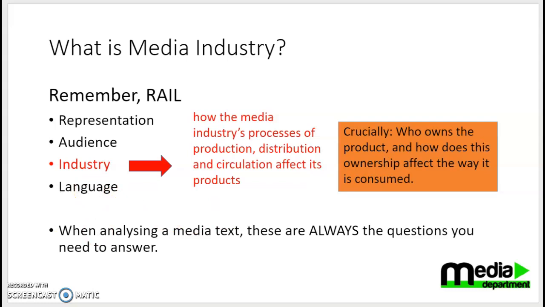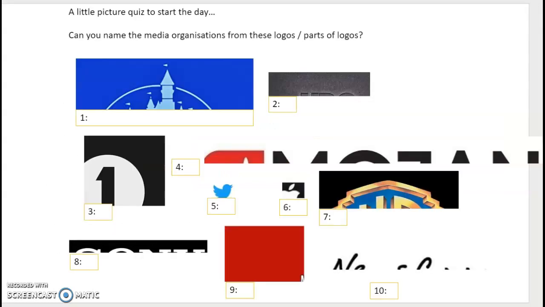So to make a start on industry, I would like you to look at these images here. Obviously, you can't see all of it. That is on purpose. I would like you to try and name the organizations from the logos or part of the logos and just see how many you can get. So if you could just pause this video for a moment or two and give that a go and see if you manage to get more.